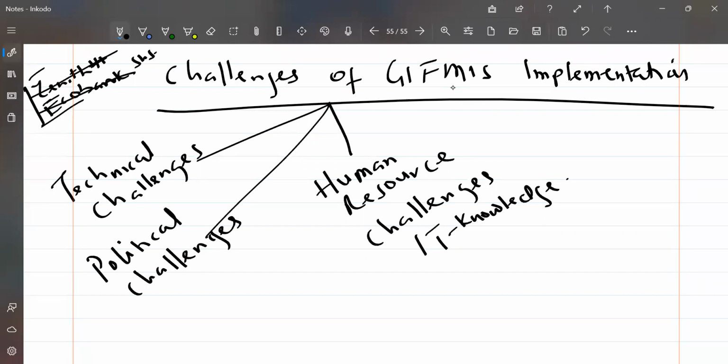Hello, brothers and sisters. When there is a change of management, they can say, okay, let's neglect GIFMIS and let's do our thing. Because it's capital intensive and we have also pumped money into this thing. If they neglect it based on political issues, it becomes a big challenge. Is that clear? Yes.